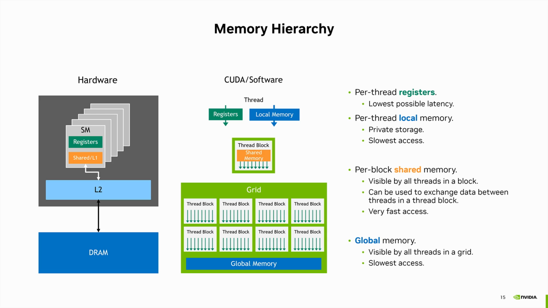Then at the thread block level, CUDA defines shared memory. Shared memory is a very fast memory that is visible by all threads in the block. This memory allows us to exchange data among threads in a block. Finally, we have global memory, of course, which is visible by all threads in our grid. And it is the slowest access in our entire hierarchy.